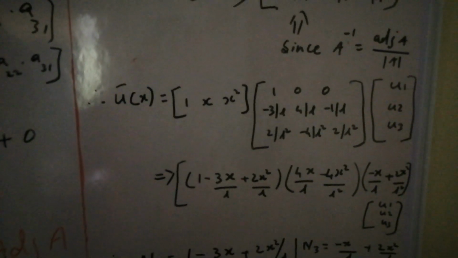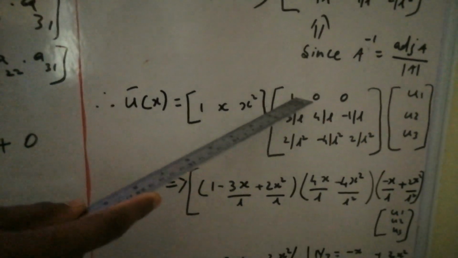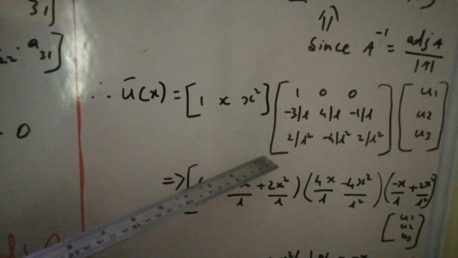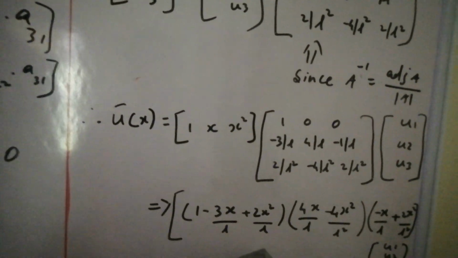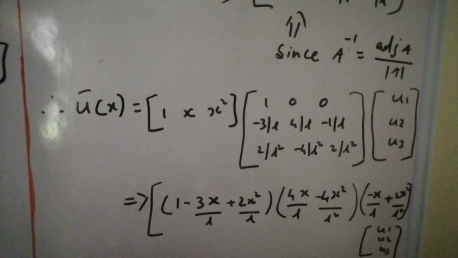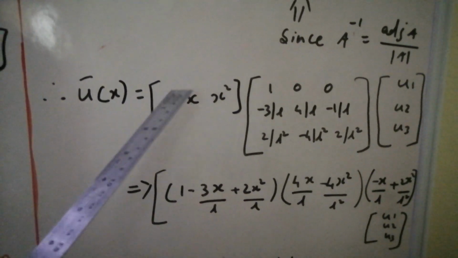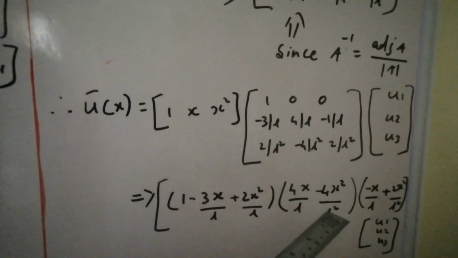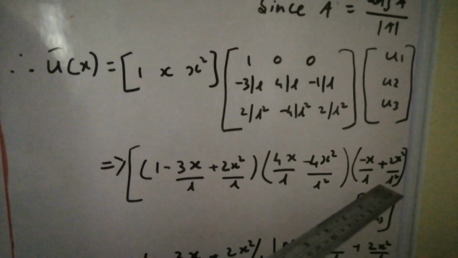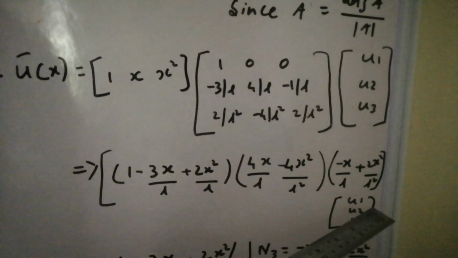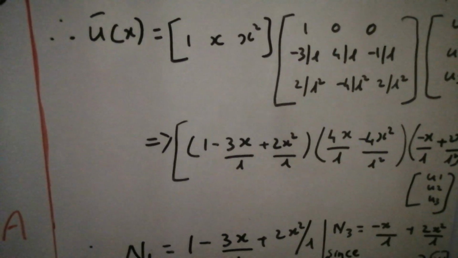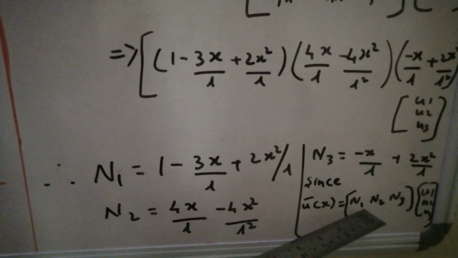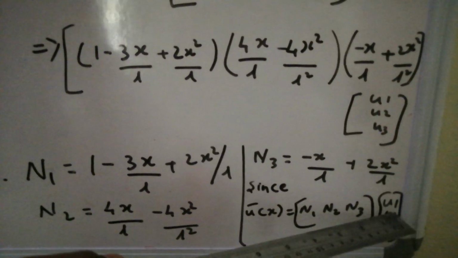Now we are multiplying this matrix with this matrix, and we will get 1 minus 3x by L plus 2x square by L square, 2x square by L square, and here 4x by L minus 4x square by L square, and minus x by L plus 2x square by L square, into u1, u2, u3. And this is in a format that we have already studied in the previous class: u bar x equal to n1, n2, n3 into u1, u2, u3.